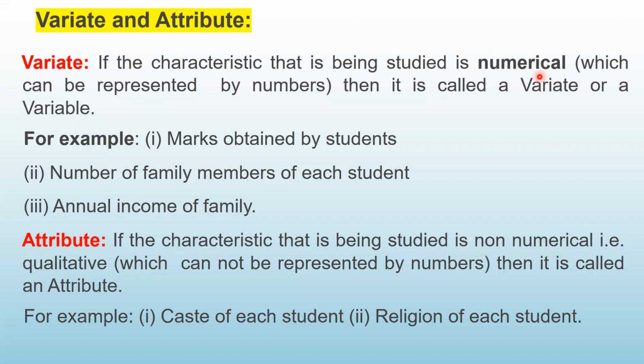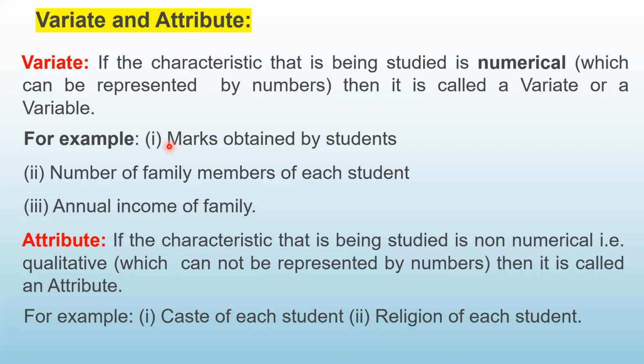What is the meaning of numerical? Numerical means anything which you can write in the form of numbers, anything which can be expressed or represented by numbers. It is called numerical. Okay. So a variate is any characteristic that can be represented by numbers. It is called a variate.